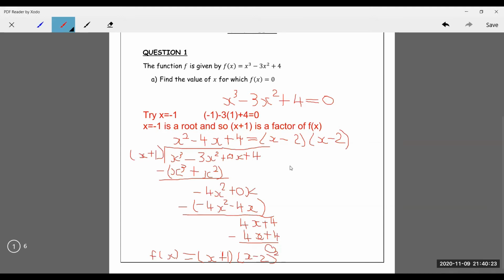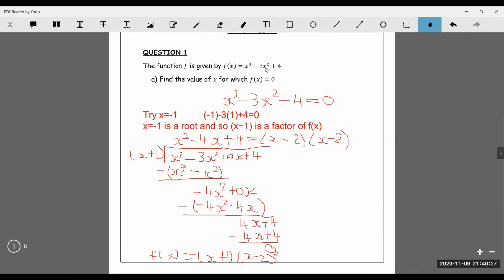All right. And so finally, we can conclude that the roots, the values of x for which f of x is 0, are x equals -1 and x equals 2. Those are the roots. Very easy question.